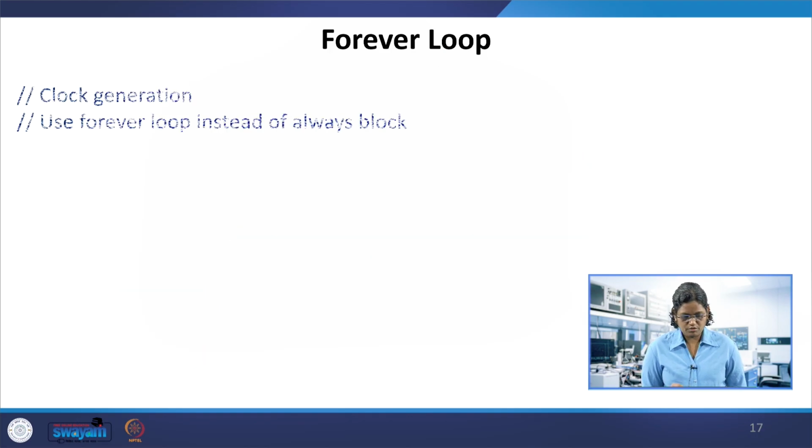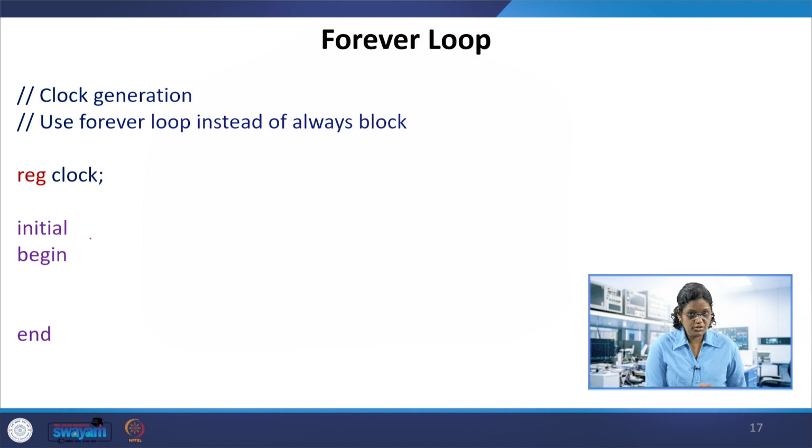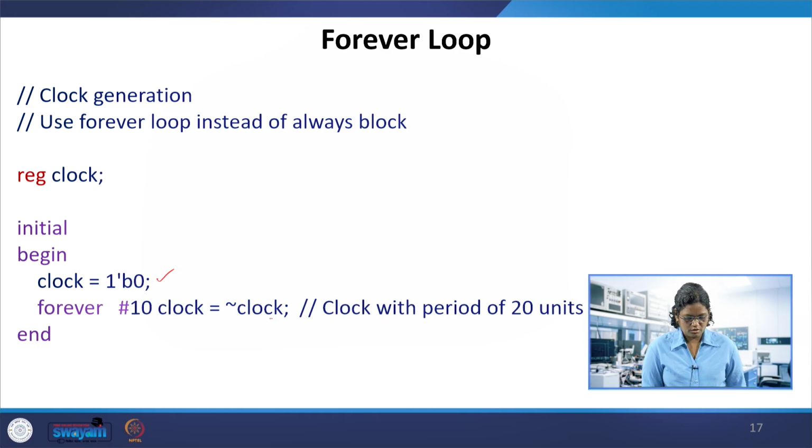So the forever loop, which we had seen, is used for clock generation, using a forever loop instead of an always block. So reg clock; initial begin, clock is initialized to 0, then comes forever #10 clock = ~clock. So the clock period is 20 time units, because for 10 time units it is in one state, and then for another 10 time units it is in the next complemented state. So #10 always delays this evaluation and assignment.